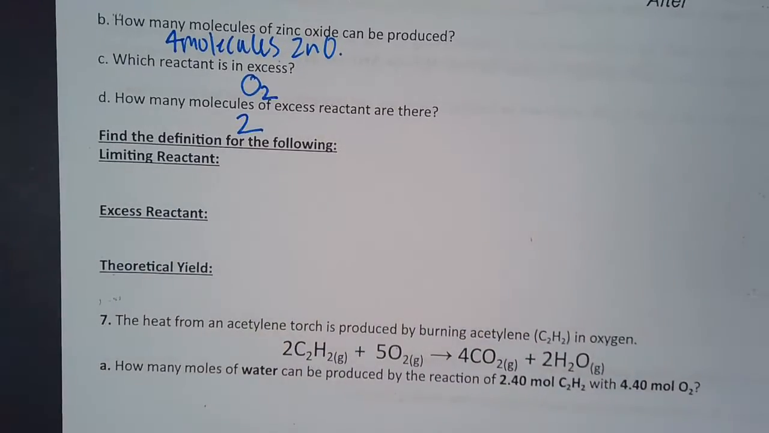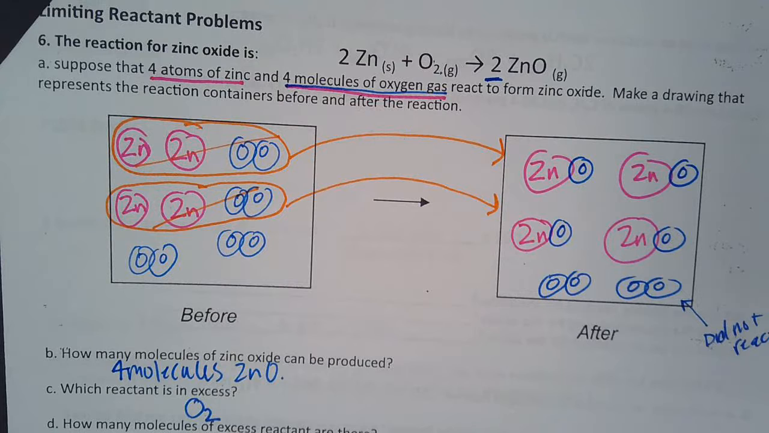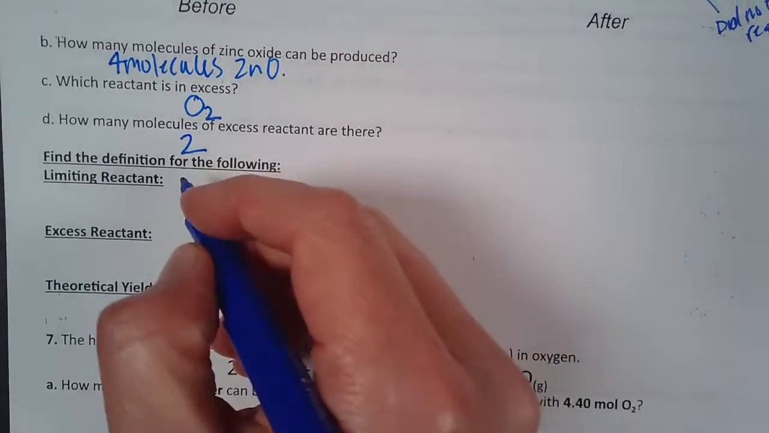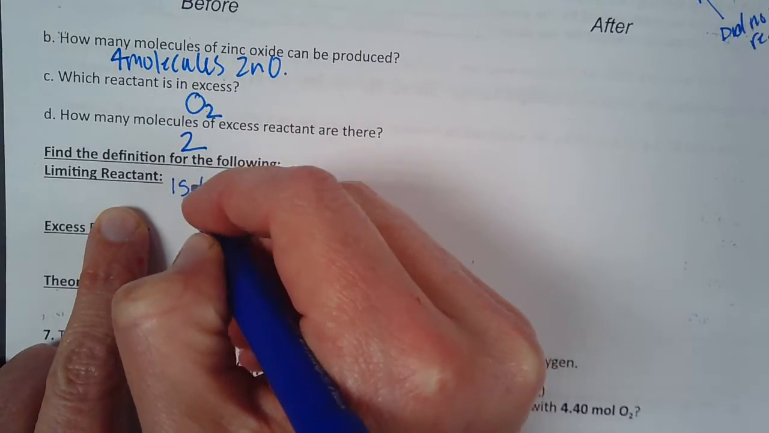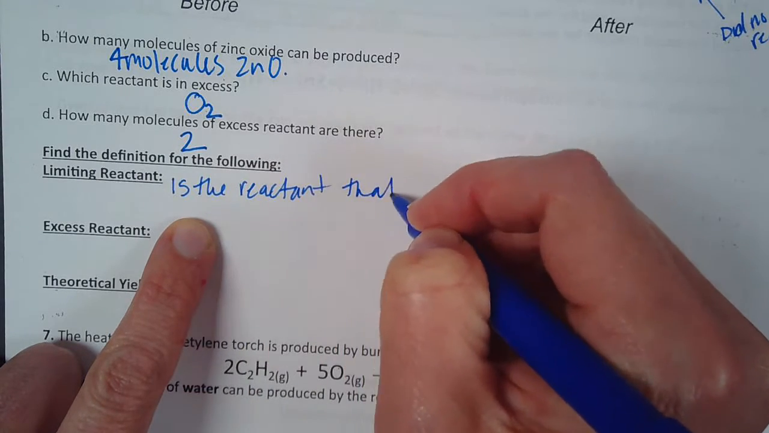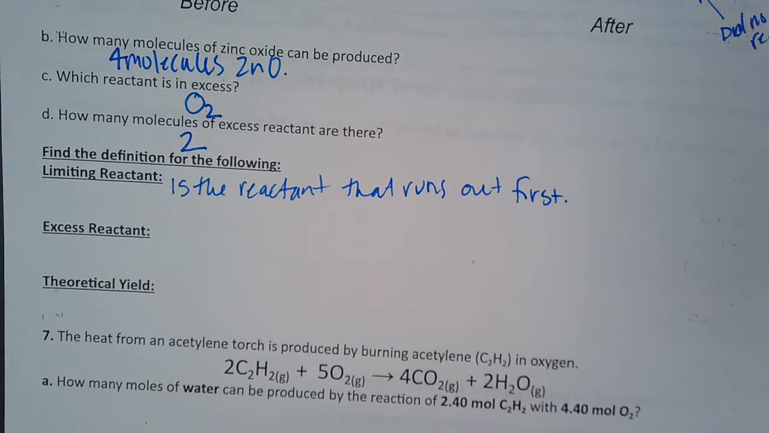Okay, so limiting reactant. I didn't ask this, I should have, but which one is our limiting reactant? Zinc. And why is the zinc the limiting reactant? It's what stops us from making more, because what happens to the zinc? They're gone. It runs out. Okay, so part of this definition, the limiting reactant is the reactant that runs out first, right? It's the one that runs out first.